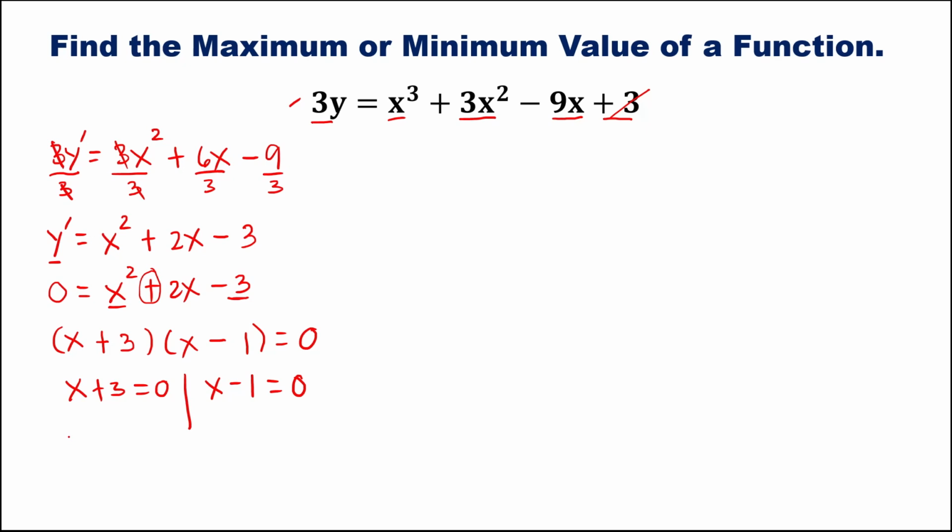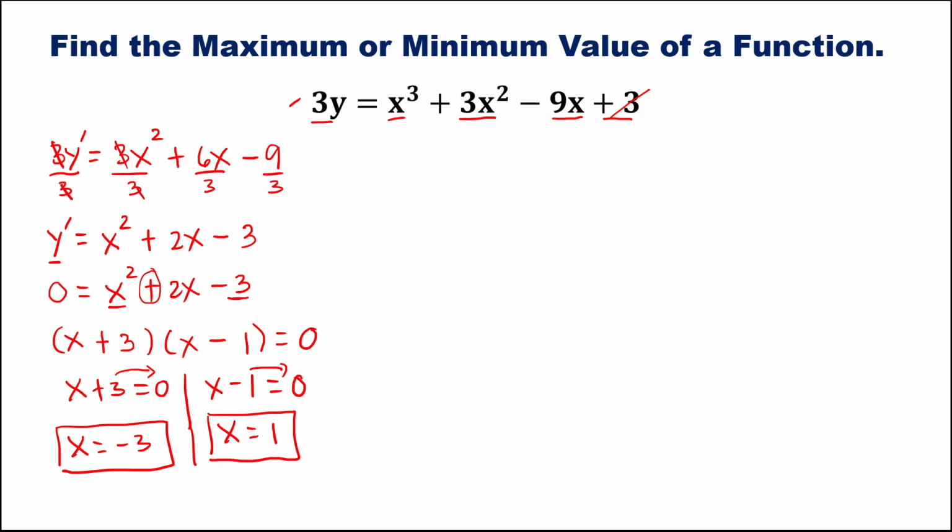Then to solve for x, x equals, transposing, negative 3. Then the other is x equals, transposing, positive 1. So these are the two values for x. Then to find the maximum or the minimum, we're going to use the second derivative test.